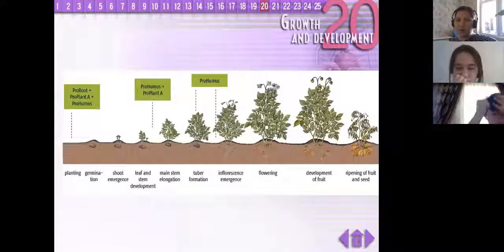So from this picture, I want to show you how plants grow and develop. Initially it was planting on the ground. Then here you see the seeds. The seed gives its first growth, and leaves and stems appear. Here the main stem is elongating. Tubers start to give their products. When they are flowering, flowers are the reproductive organs of plants. So they reach this age.